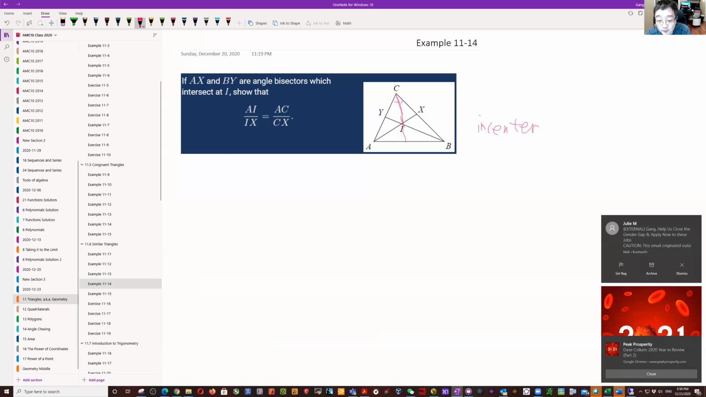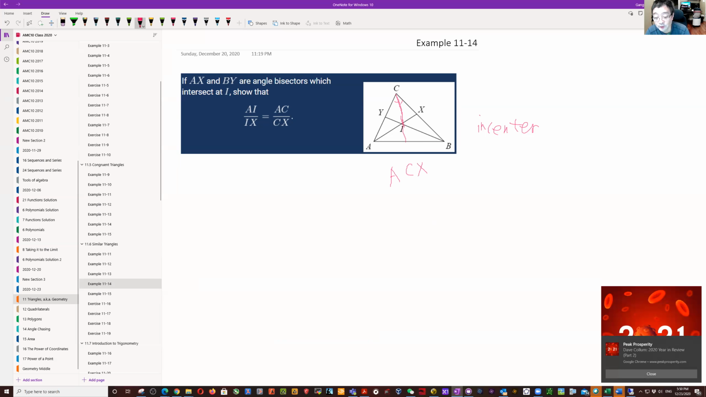So if CI is the angle bisector, then just looking at this smaller triangle ACX, with this extra line as the angle bisector, you can apply the angle bisector theorem directly. So AI over IX equals AC over CX.